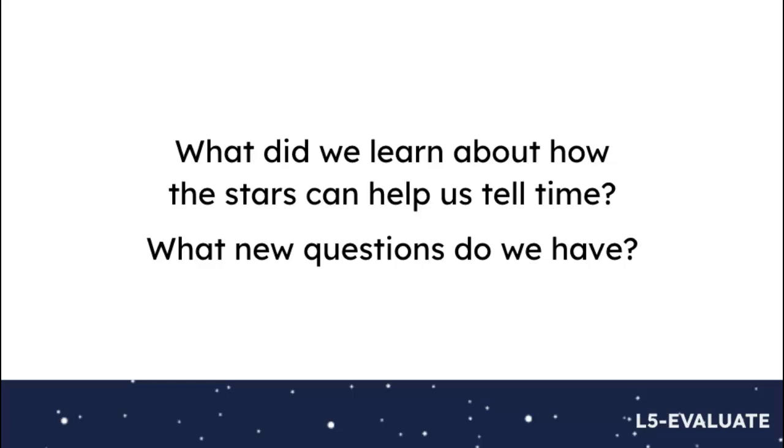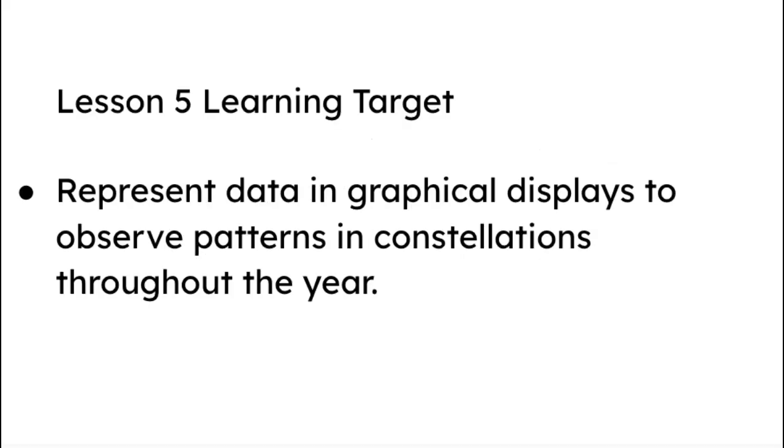For the Evaluate portion, you'll support student sense-making across the unit by orienting them back to the driving question board. Ask students, what did we learn about how the stars can help us tell time? And what new questions do we have? By the end of this lesson, students will have represented data in graphical displays to observe patterns in constellations throughout the year. In Lesson 6, students will observe patterns in the phases of the moon.